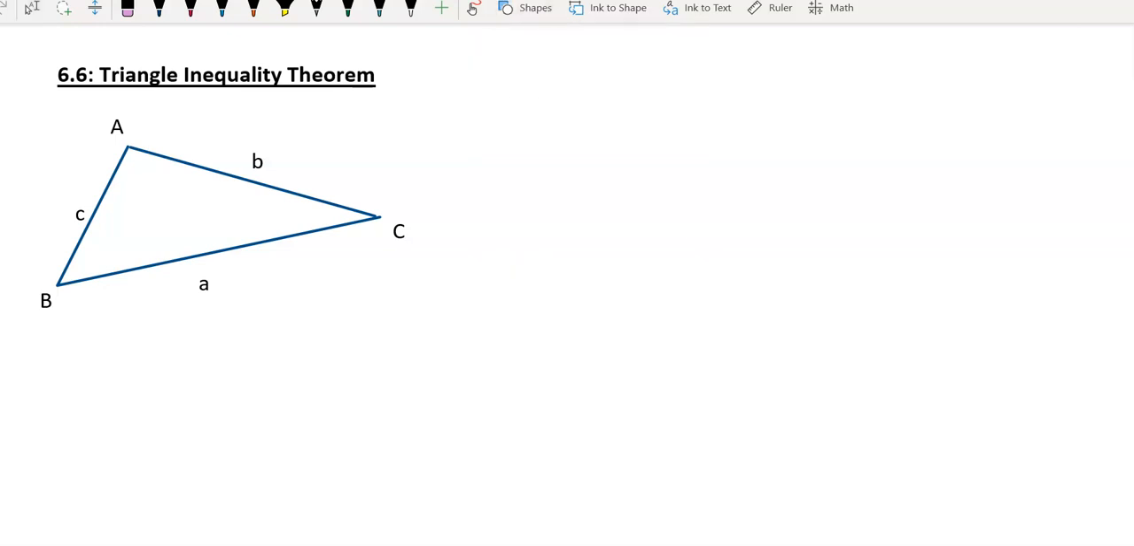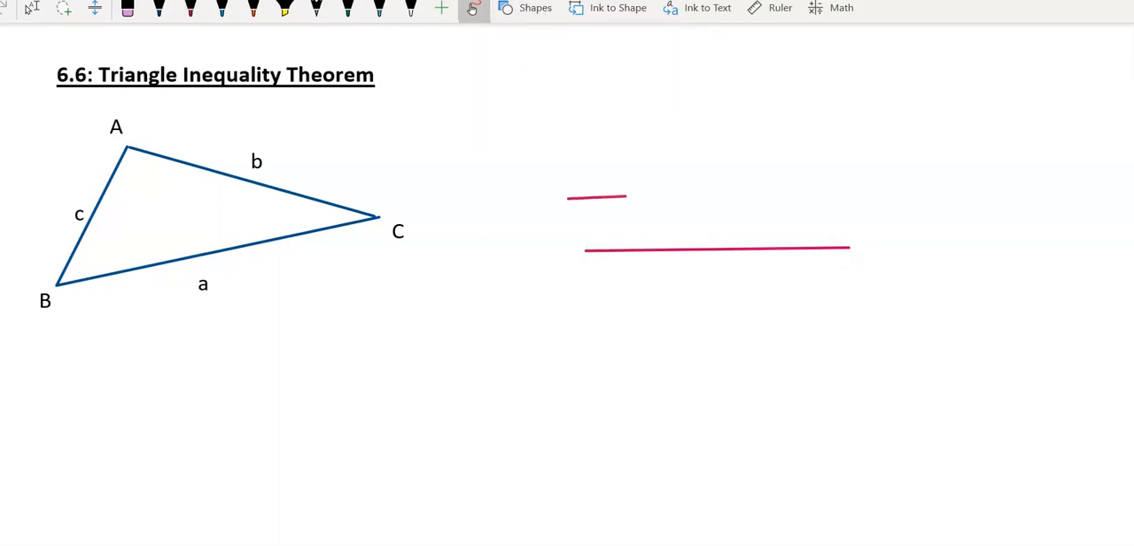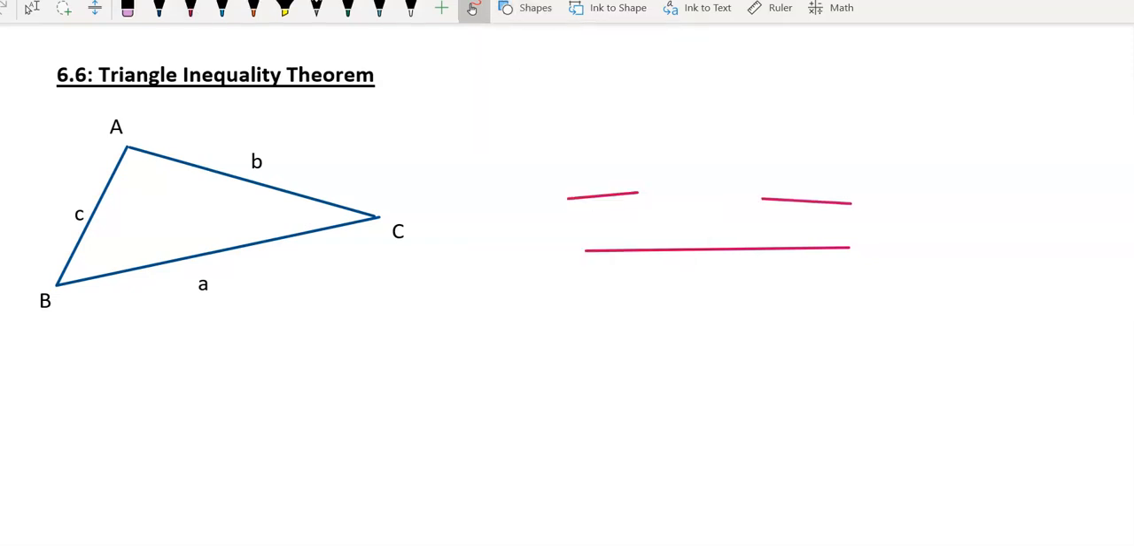Let's see. If we have one that's this long, and we have one that is this long, and we have one that is this long. Can those 3 pieces be put together to form a triangle? No. So not everything can make a triangle. Not all 3 sets of numbers can make a triangle.